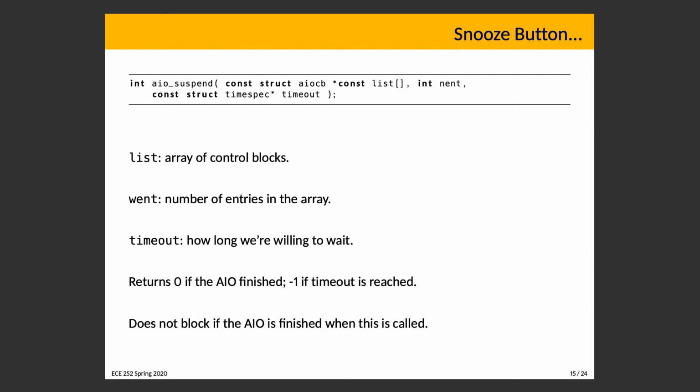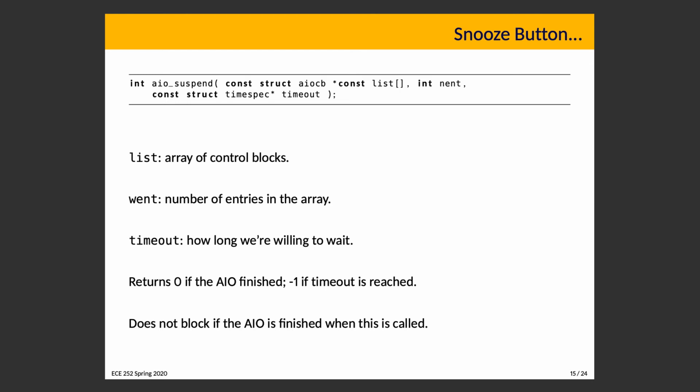All right, AIO suspend takes 3 parameters, and it's really not too complicated as we can see. It takes an array of control blocks, and that's called the list here. So we have a pointer to that array. We have nent, the number of entries. This has been auto-corrected on the slide to say "went" instead of nent. Don't ask me why autocorrect thought that would be correct, but that's what we ended up with. And timeout is how long we're willing to wait.